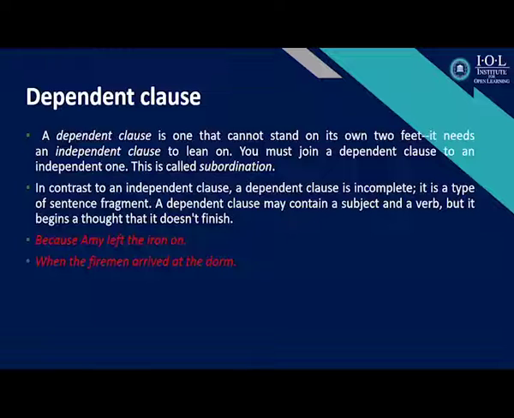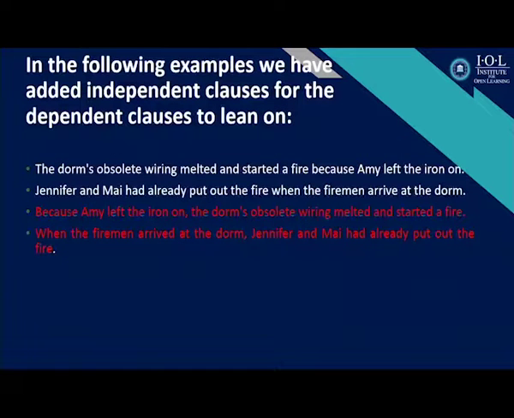It is a type of sentence fragment, and a dependent clause may contain a subject and a verb, but it begins a thought and it doesn't finish. For instance, because Amy left the iron on when the firemen arrived at the dorm. In the following examples, we have added independent clauses for the dependent clause to lean on.